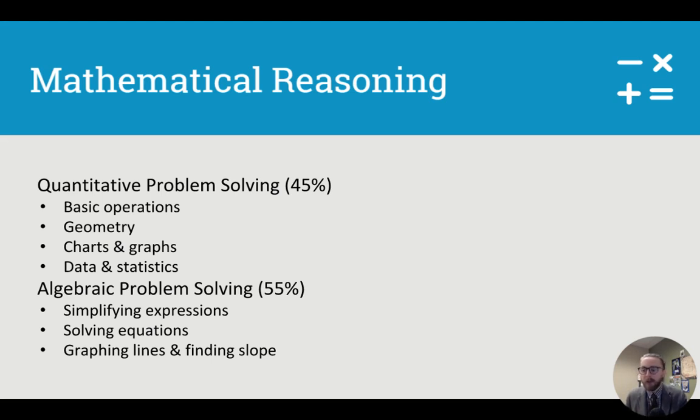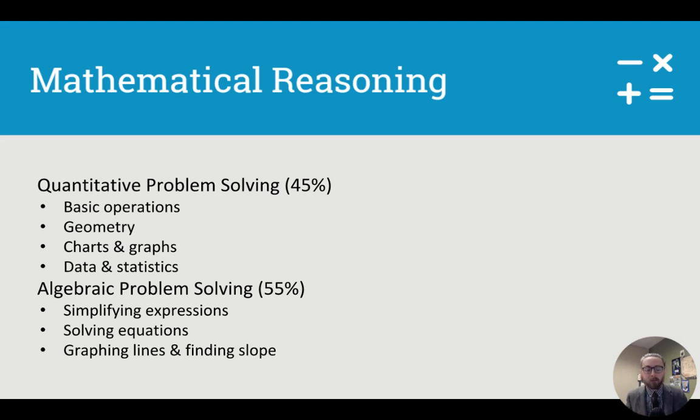The test is broken into 2 main categories, which are quantitative problem solving and algebraic problem solving. Quantitative problem solving is computation: adding, subtracting, multiplying, dividing. Those are the basic operations. Geometry. Do you know how to find the area of a circle? Do you know how to find the perimeter of a triangle? Charts and graphs, data and statistics. Those are all under quantitative. Quantitative is basically everything but algebra.